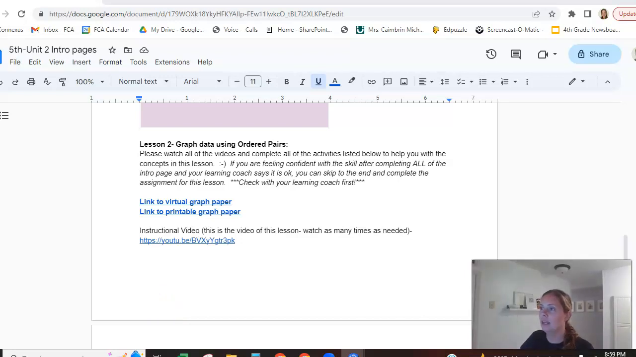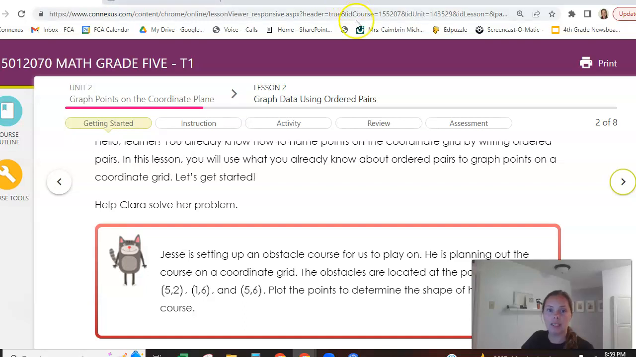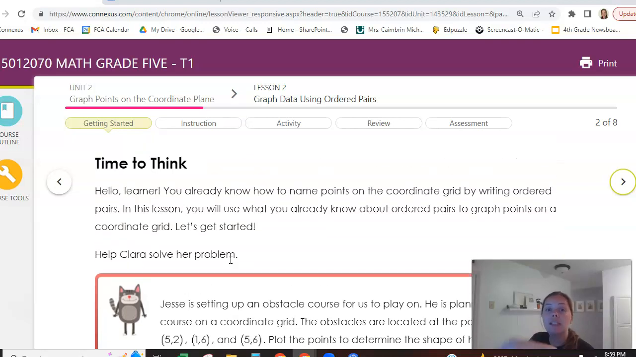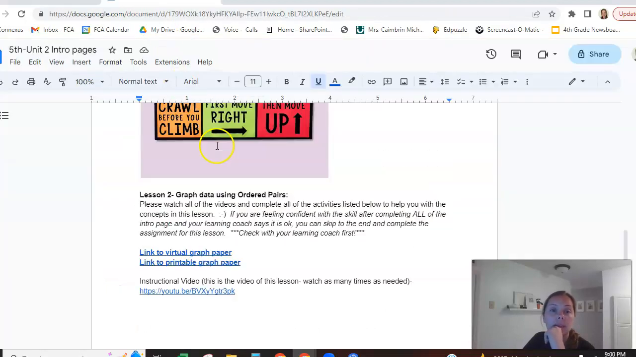Hey everybody. Okay, we're moving on to lesson 2. Let me move it over so that you're looking at it with me. So this one, again, I'm starting on page 2 here, and the focus is graphing data using ordered pairs. Again, that's your vocabulary for this unit. You're going to really need to be comfortable with that.